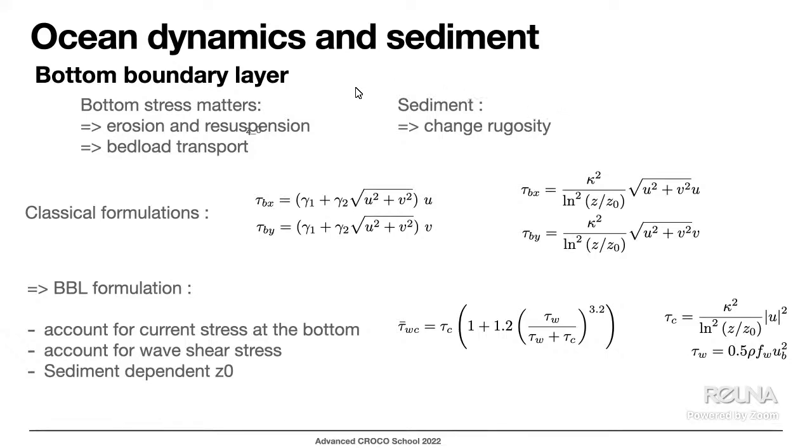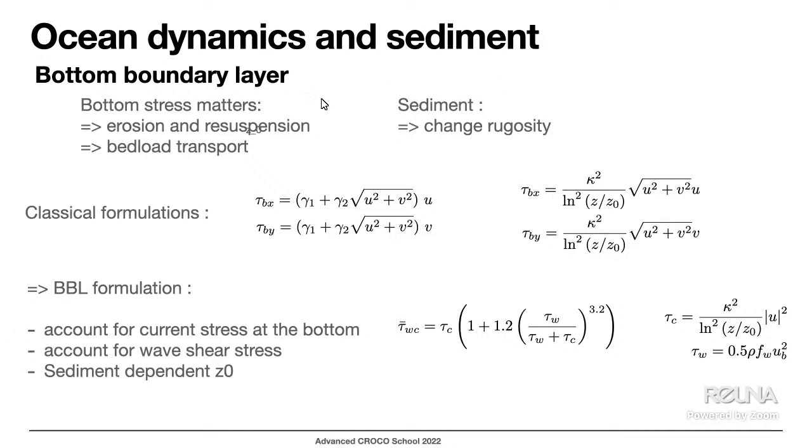So for the bottom boundary layer, bottom stress matters because it will play a role in erosion and suspension of sediment in the water column, and also in bed load transport, which we saw before. And the sediment will play a role on the roughness of the bed, so it will also change the bottom friction.